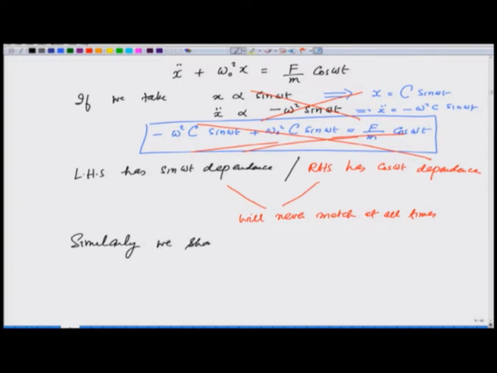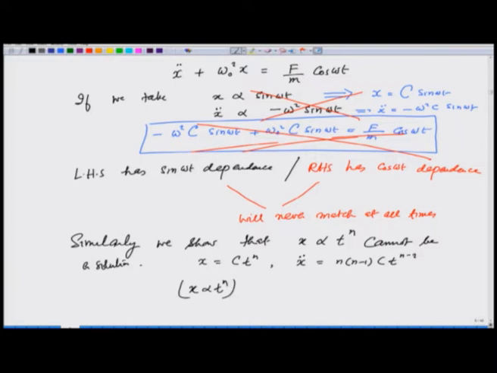Similarly, we can show that x proportional to t raised to n cannot be a solution. Why? Because in this case, if x is c t raised to n, x double dot is going to be n times n minus 1 c t raised to n minus 2. And when you substitute this in the equation, you will see that left hand side and right hand side, nothing matches. So, this cannot be the solution. So, x proportional to t raised to n, or any polynomial, is not a solution.